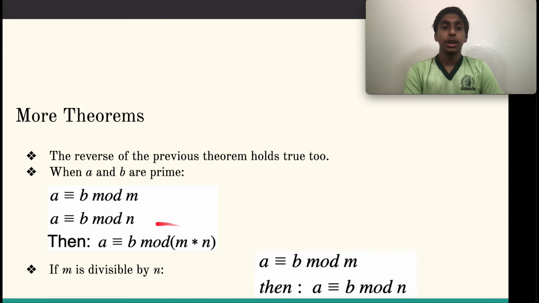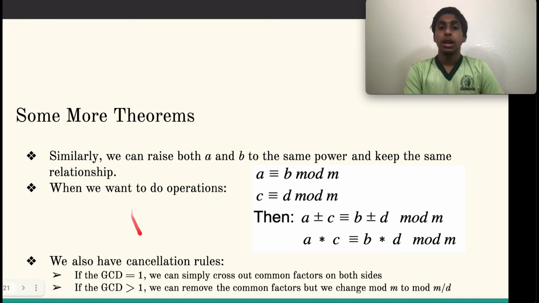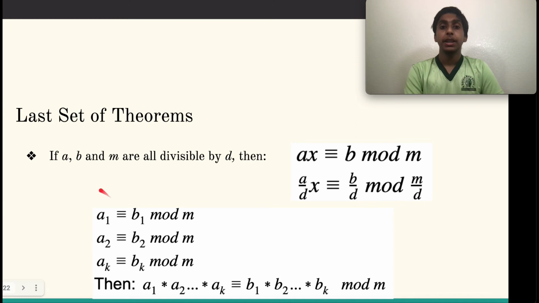So from the start, we have these theorems, which are basically about condensing or expanding. And then we have this one about adding, subtracting, multiplying, and cancellation. And finally, here we have them about an equation, or if we want to multiply when we have multiple values or multiple equations that hold true.